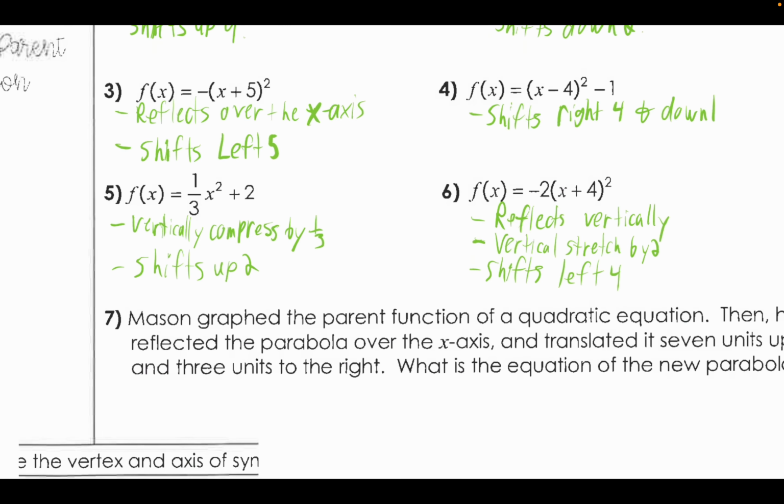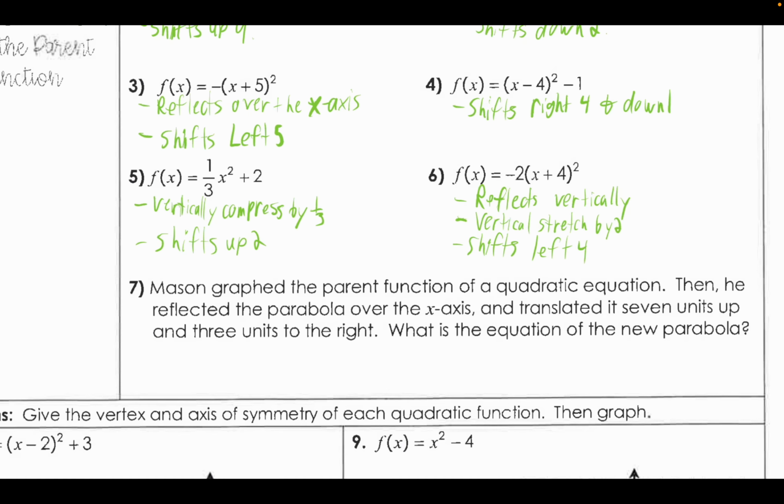So on number 7 here, we're going the other direction. We're told that Mason graphed the parent function of a quadratic function. Then he reflected it over the x-axis, vertical, translated it 7 units up and 3 units to the right. And what's this new one? Well, let's go through piece by piece and see what it's telling us. So the reflecting is telling us it made the A negative. This is telling us that we went 7 units up, so that's adding 7 at the end. And 3 units to the right is subtracting 3 inside the parentheses.